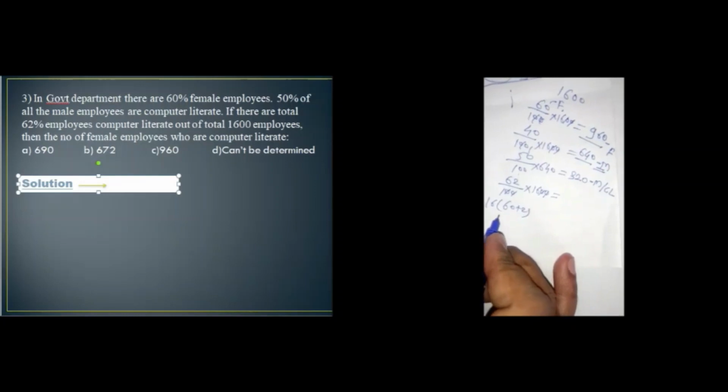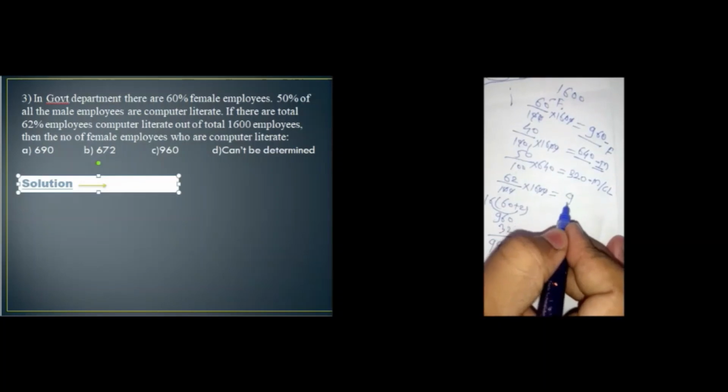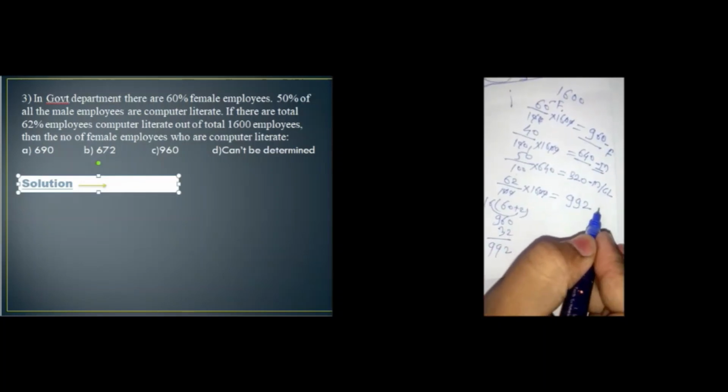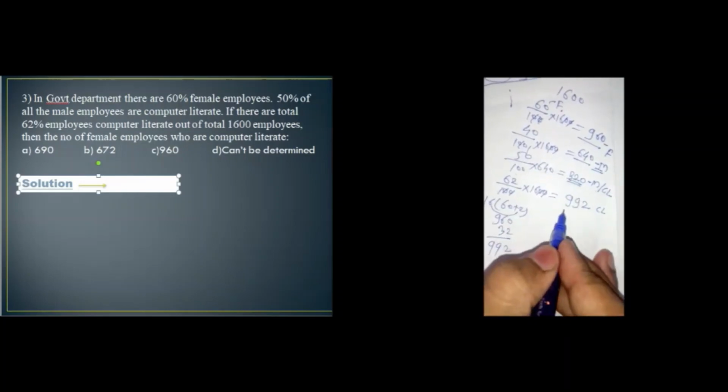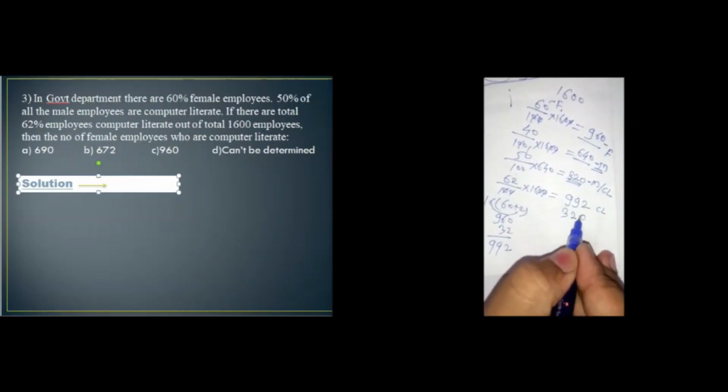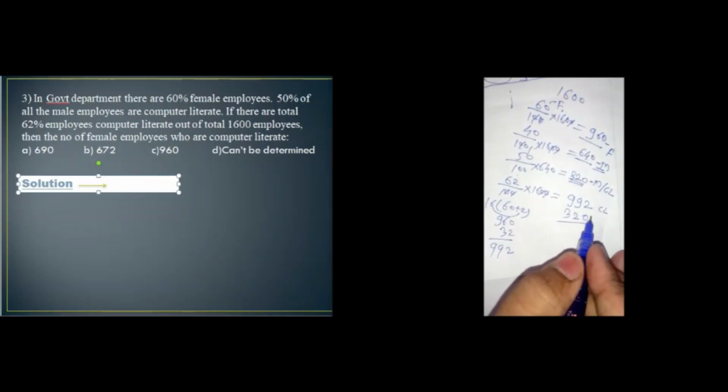So it is simple. 16 into 60 is going to be 960, plus 16 into 2 is going to be 32. So it is going to be 992. So total 992 employees are computer literate. Out of that, 320 are male. So out of this, 320 are going to be male employees who are computer literate.